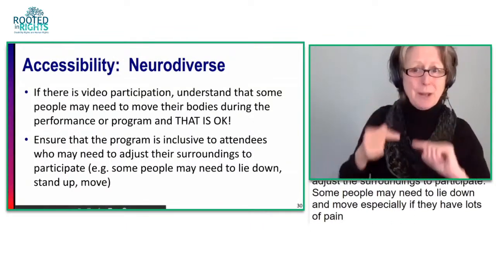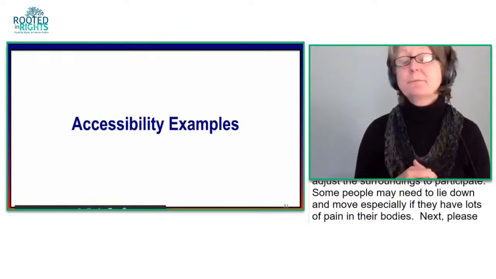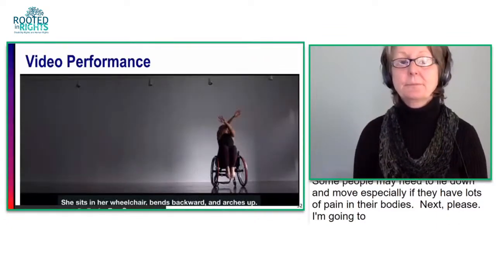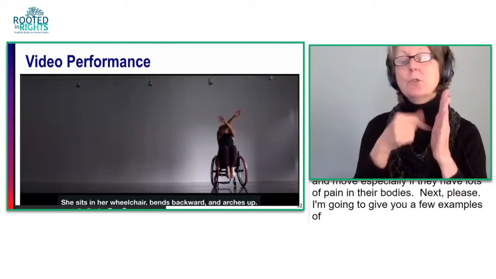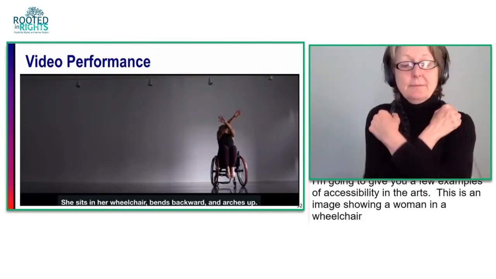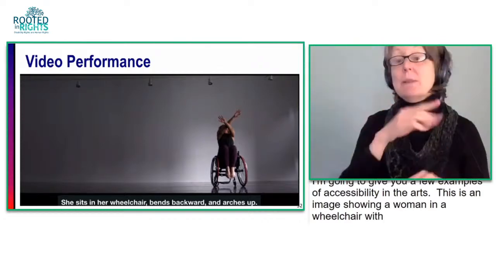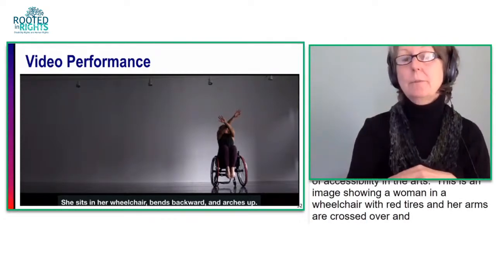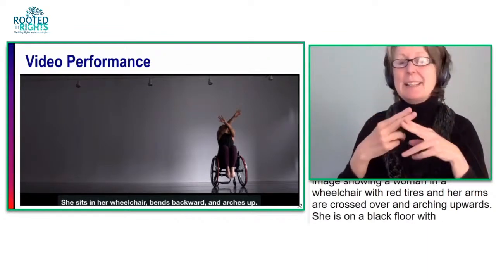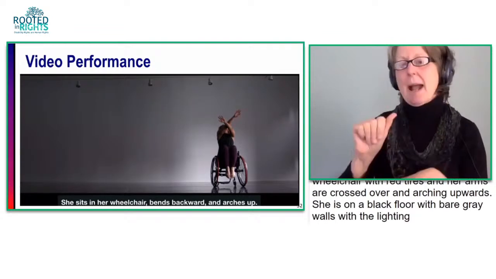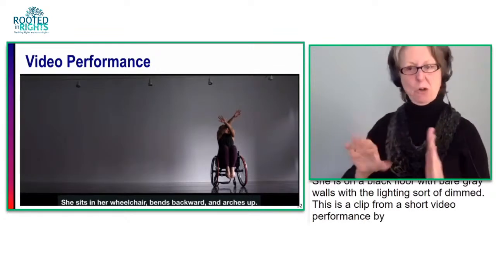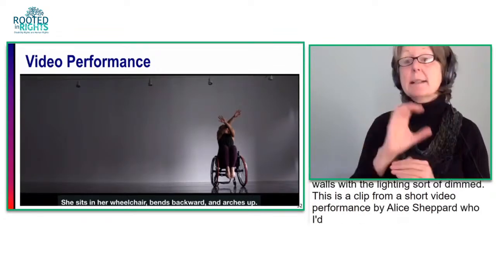Next, please. I'm going to give you a few examples of accessibility in the arts. This is an image showing a woman in a wheelchair with red tires and her arms are crossed over and arching upwards. She is on a black floor with bare gray rods and the lighting is sort of dimmed. This is a clip from a short video performance by Alice Shepard, who identifies as a multiracial performer. This video has both captioning and an audio description.